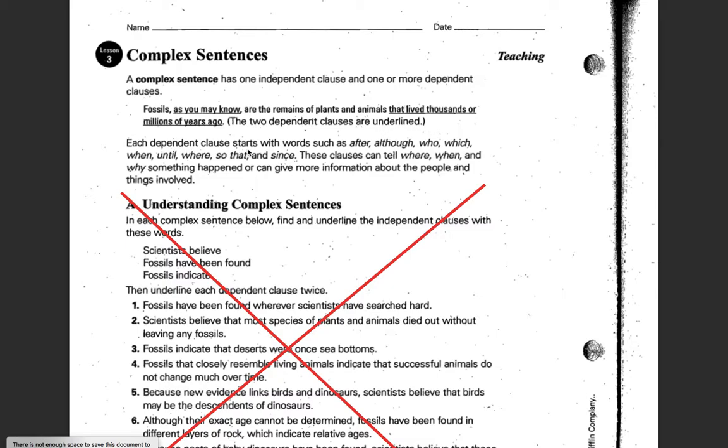Each dependent clause starts with words such as after, although, who, which, when, until, where, so that, and since. These clauses can tell where, when, and why something happened, or can give more information about the people and the things involved. Okay, so what they're trying to say here is that every single dependent clause needs to start with one of the conjunctions that they've listed here in this paragraph. So as and that are conjunctions that make up a dependent clause. So very quickly, a complex sentence needs to have at least one independent clause and one dependent clause.